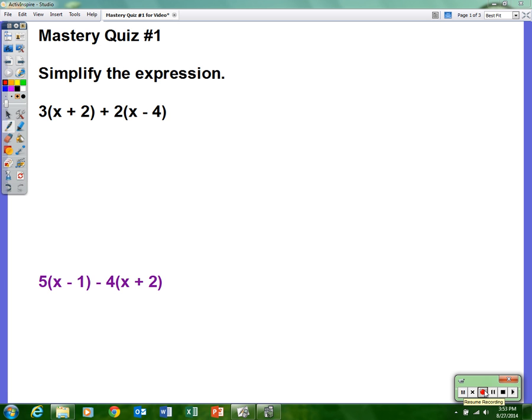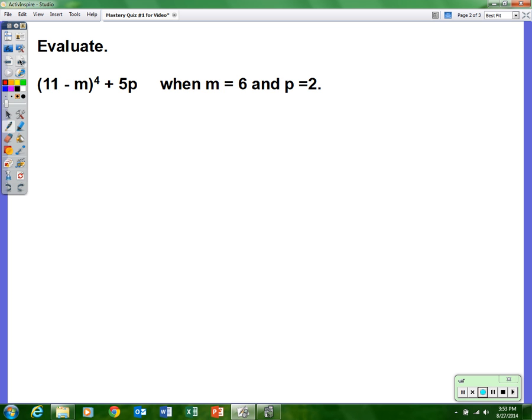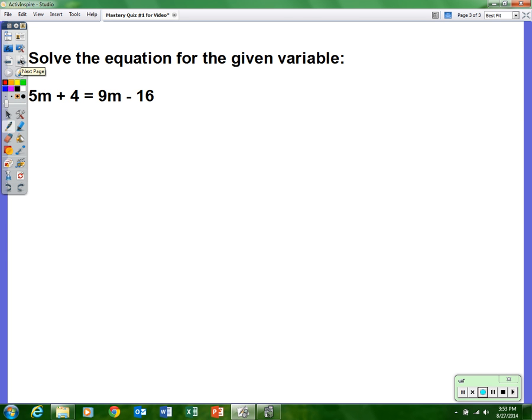Hi, today we are going to work on Mastery Quiz number 1. There are 3 parts to this Mastery Quiz. The first part is to simplify the expression. The second part will be to evaluate this expression when given what the variables equal. And the third thing will be to solve this equation for the given variable.